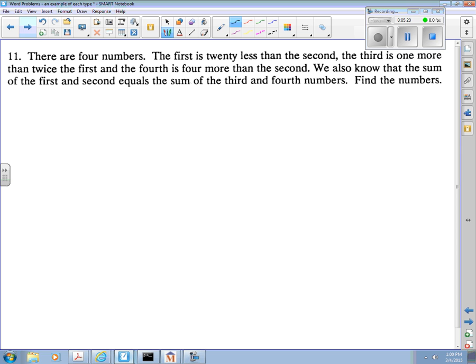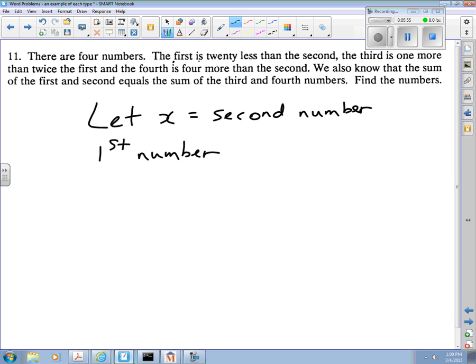you have to start with defining what your variable means. The first is 20 less than the second. The third is 1 more than twice the first. I think I might just say let x equal the second number. I don't have to do it that way, but I've just decided to, because then the first number, the first is 20 less than the second. How do I say 20 less than x? X minus 20. So that takes care of the second number and the first number.